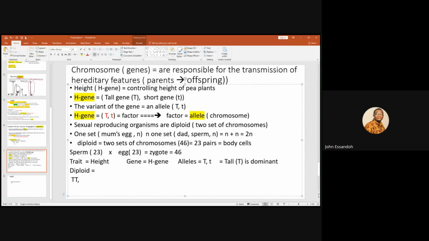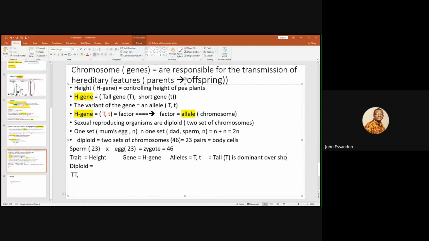The tall allele is dominant over the short allele, which is small t. Okay, short allele, small t. Beautiful.